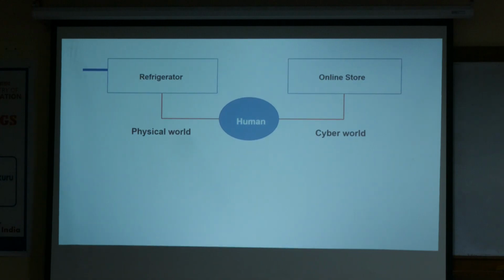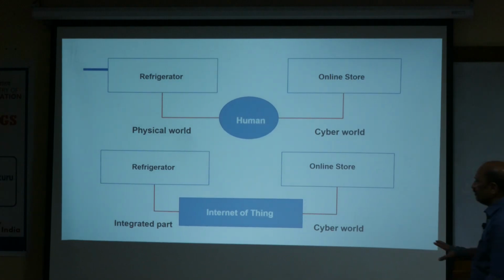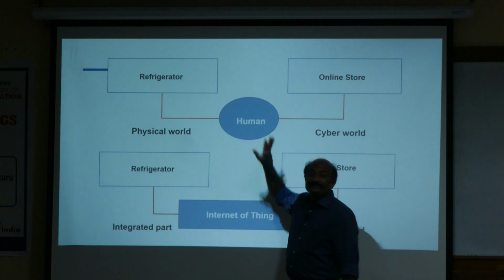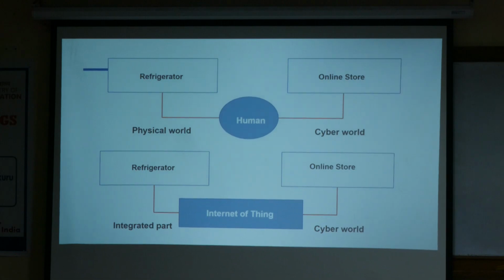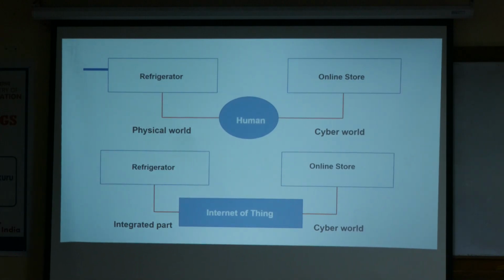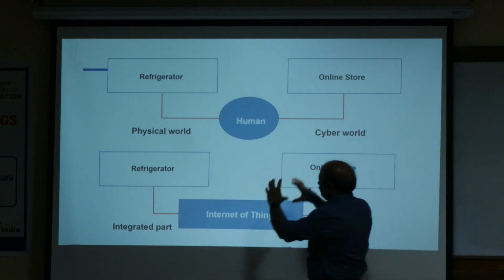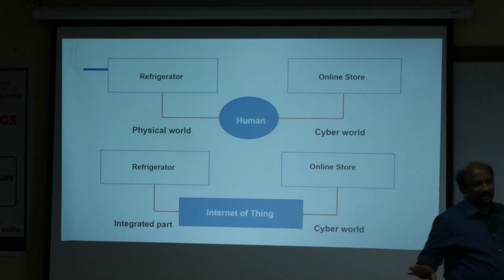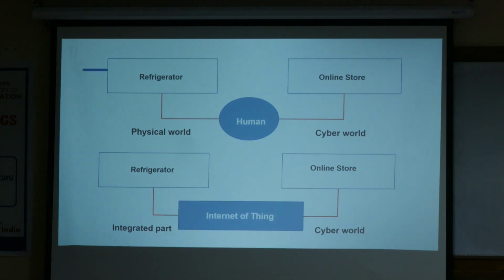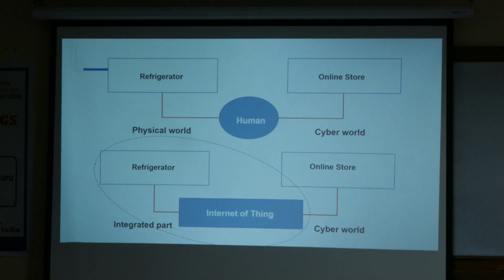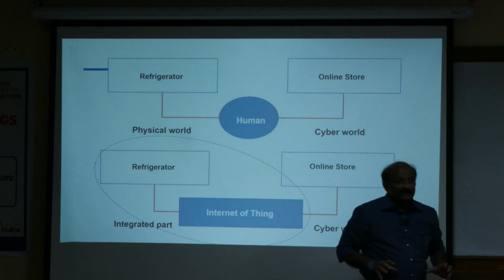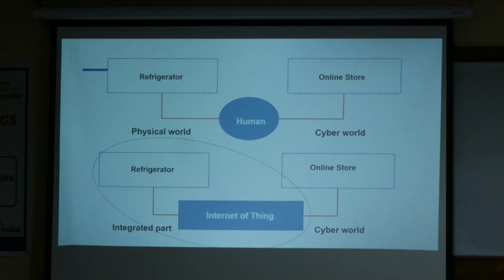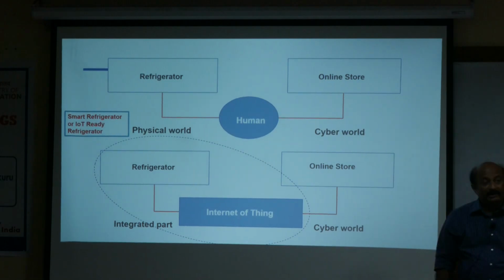So if you look at it carefully, I can replace the human being by a device called Internet of Things, if this resembles the same thing that the human being is doing. And we name that Internet of Things, right? The job which earlier a human being was doing, if I can put that into a box and call it Internet of Things, the problem is solved. Right? So now I'll push this box into the refrigerator, and call that refrigerator a smart refrigerator or IoT ready refrigerator.